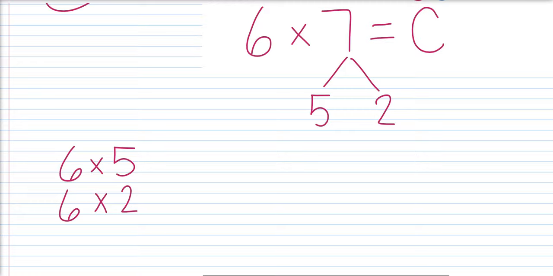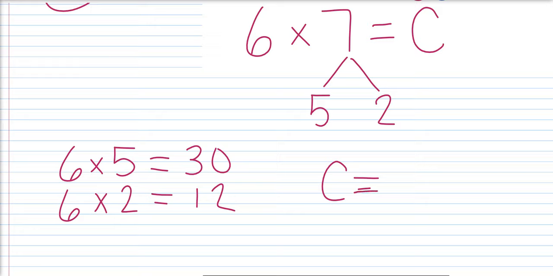Now, I can skip count really easily by 5s, so I know very quickly that 6 times 5 is 30. And I know my doubles, so I know that 6 twice is 12. So by finding those 2 smaller problems in the bigger problem and decomposing that factor of 7, I've found out that C, or the total number of cars, equals 42.